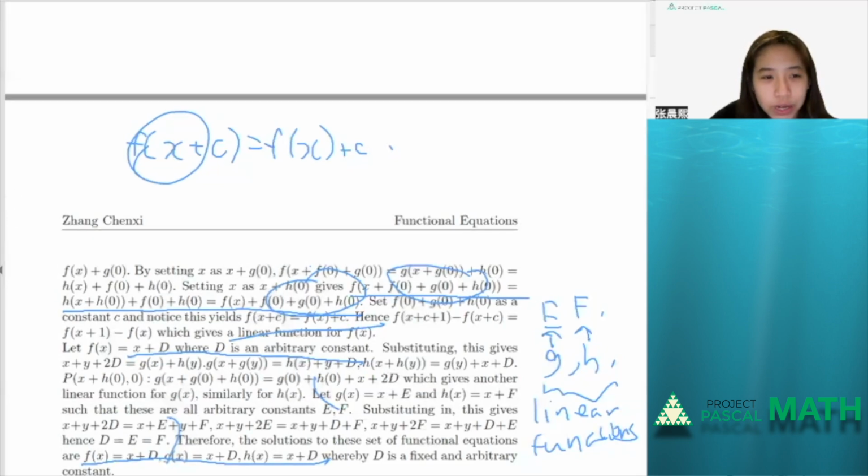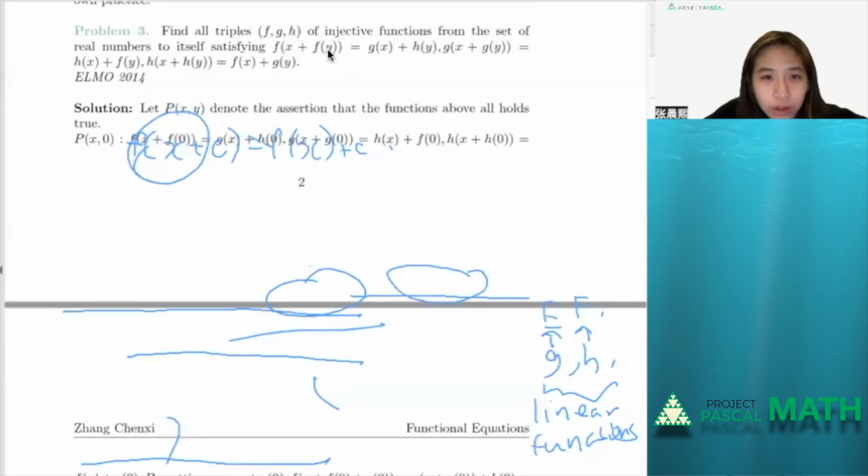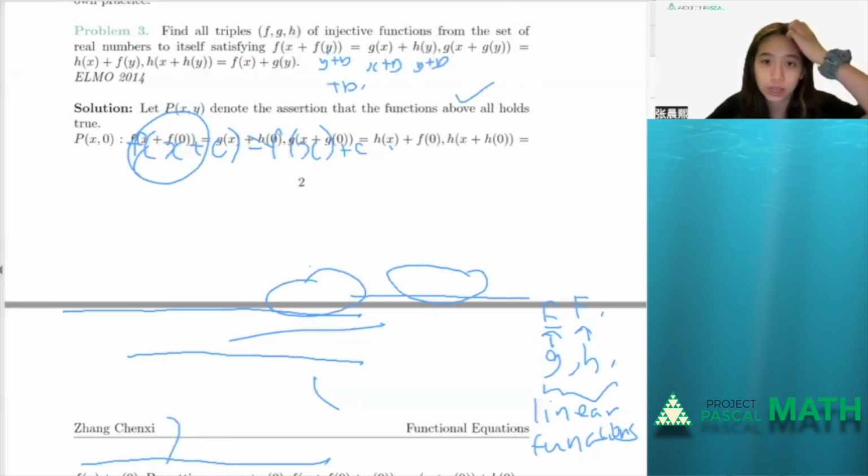And so you do some checking as well. Go back and do some checking. So this is equal to y plus d. This is equal to x plus d, y plus d, this thing plus d. So it works, and d can be any arbitrary constant. And it's clearly injective because it's a linear function. Yep.